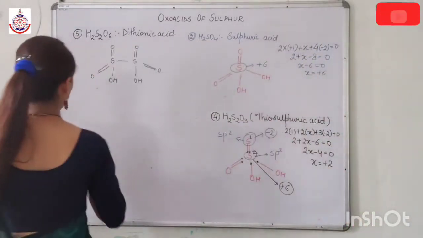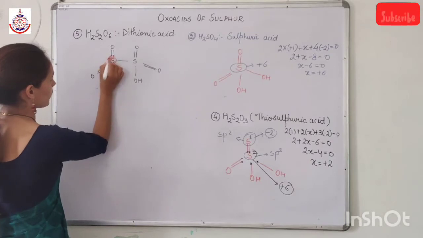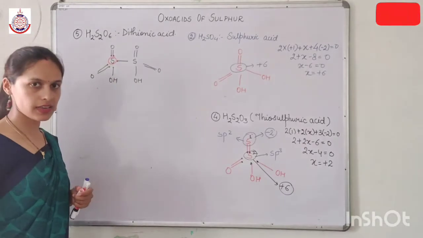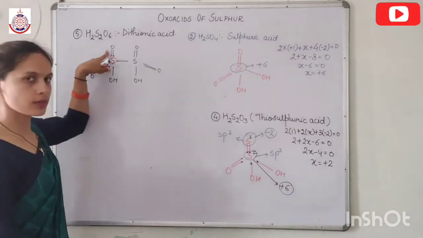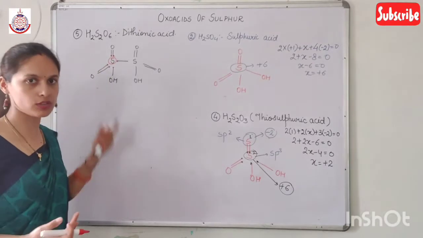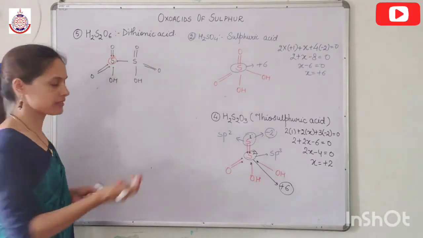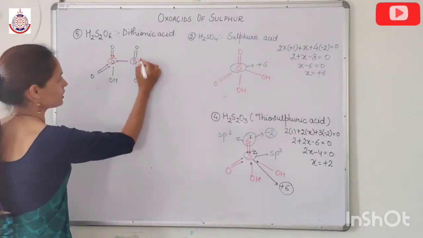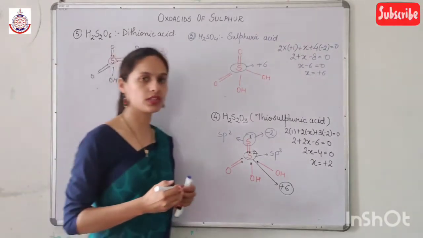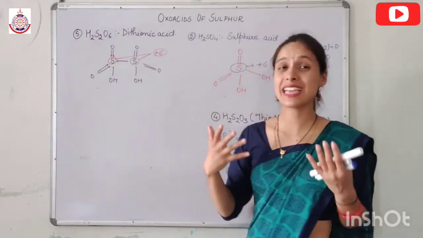Now if I calculate the oxidation state of this sulfur, this sulfur has shared 1, 2, 3, 4, 5, 6 electrons. 6 electrons, 3 oxygen. So it becomes 1, 2, 3, 4, 5, that is plus 5, because oxygen is more electronegative, and here sulfur, that is plus 6. So the oxidation state of both the sulfur becomes plus 6. With the help of this, we can easily calculate.